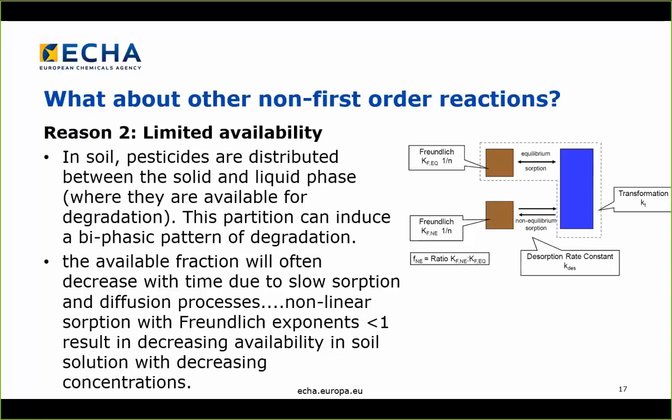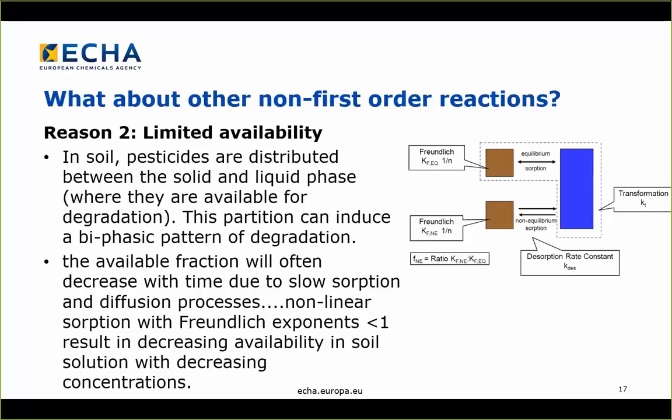So what about the second reason for why we might see non-first order reactions? The reason that FOCUS puts forward is limited availability. So in soil, your chemical is distributed between the solid and liquid phases. And we often think that it's the liquid phase where they are most available for degradation. That's where they're going to come into contact with those responsible agents, the enzymes perhaps, that degrade it. And that pattern of partitioning can induce a biphasic pattern of degradation.